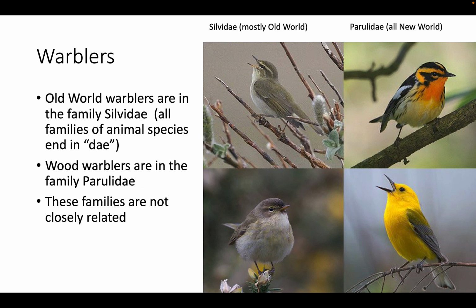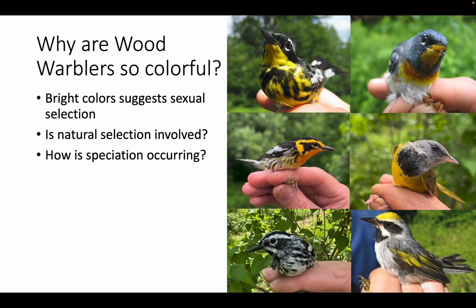These two groups of warblers are not very closely related, and you can see on the left in that picture are two of the Old World warblers, and they're very dull. They have elaborate songs, but they're very dull. And on the right are two New World warblers, or wood warblers, in the family Parulidae, and they are stunningly beautiful birds. So why are they so colorful?